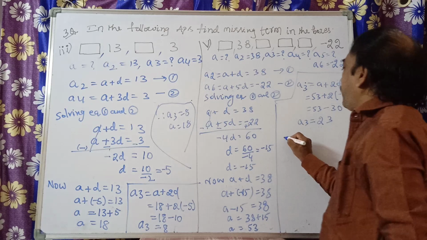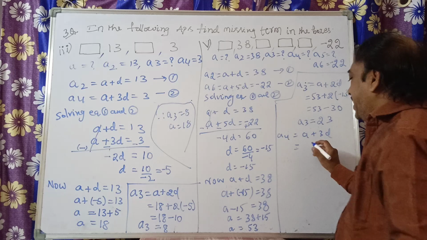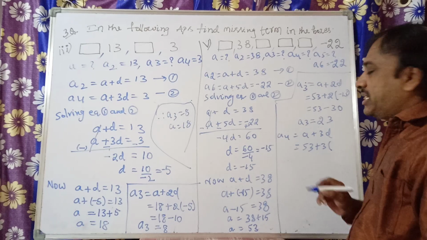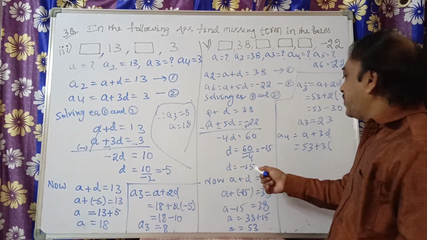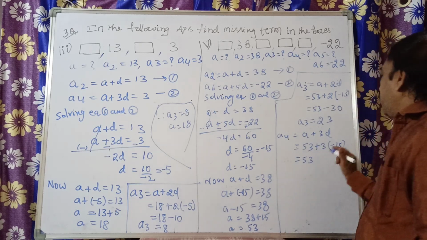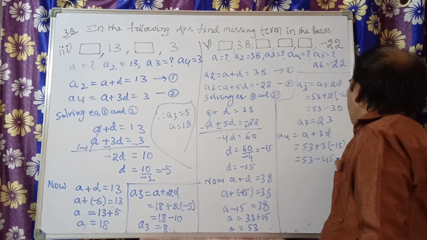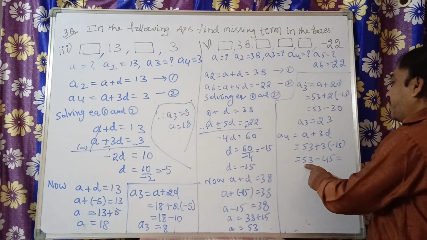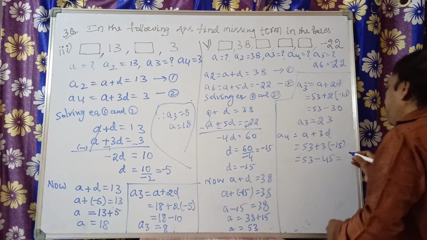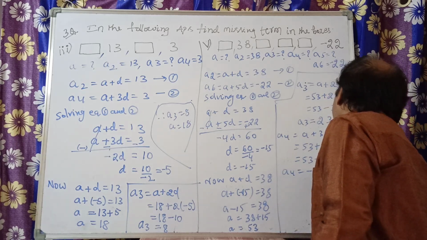Now a3 is over. a4 we are going to find. What is the formula for a4? a plus 3d. The a value we know is 53. 53 plus 3 into d. Observe it, 3 into d. The difference is how much we got? Minus 15, which will be 53 plus into minus 45. 15 threes are 45, so you get 53 minus 45. 53 minus 45 is 8. So a4 you got as 8.